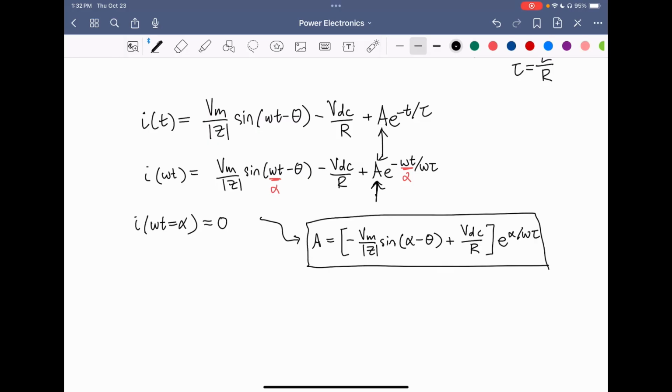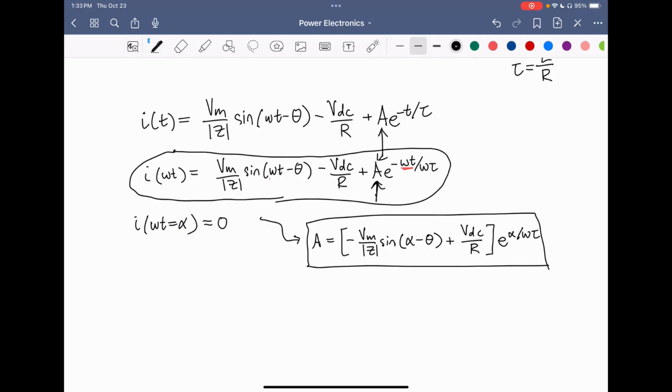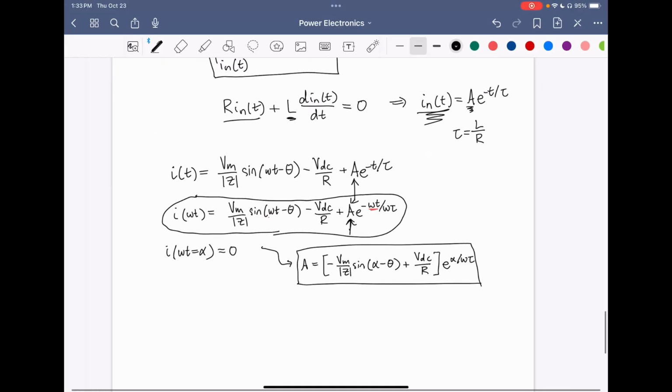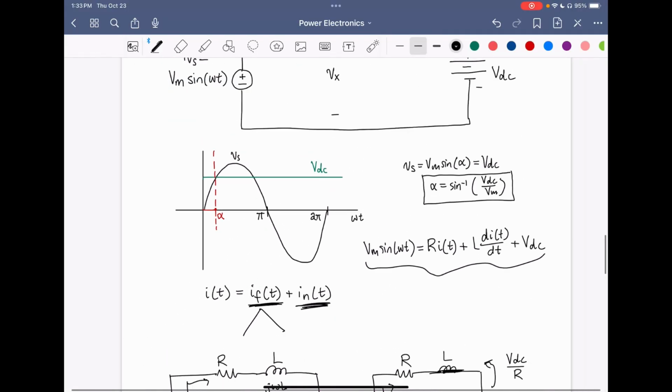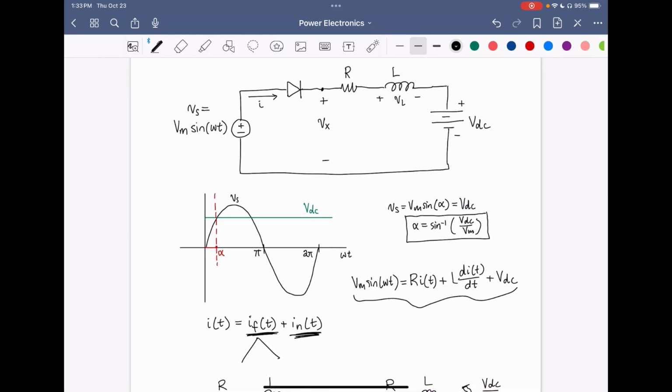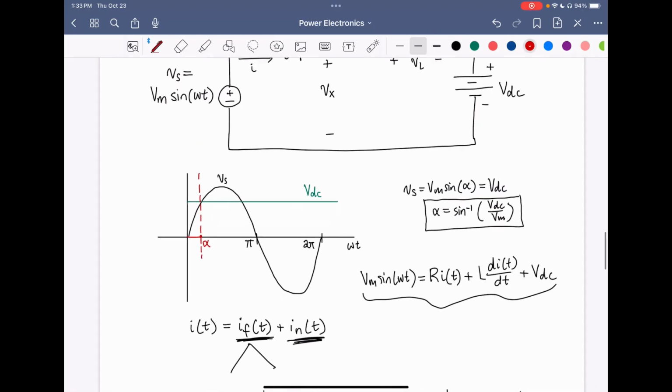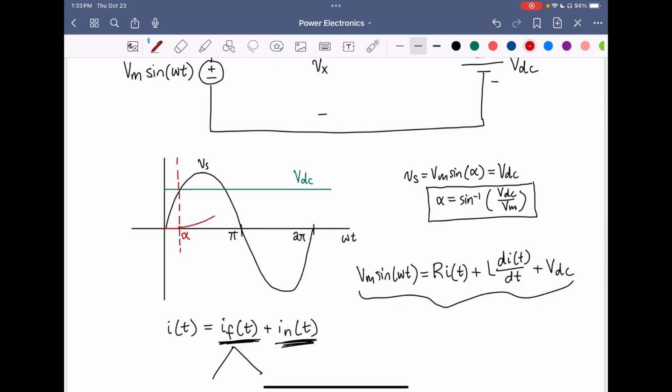So we've determined the result for the current through the circuit. It's given by this expression where the coefficient A has this value. If we were to plot this response, we would see that as the diode begins to conduct, we're going to get a current through the circuit that looks something like this. This current rises from 0, gets to a peak around here, and then drops down.